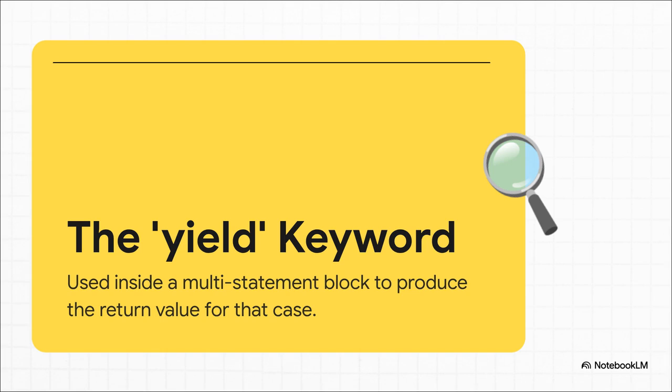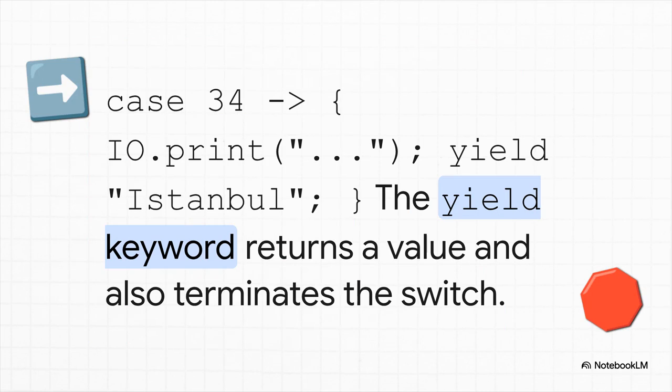You use yield specifically inside a switch expression to say, okay, this is the value this case is going to produce. And here it is in action. For case 3-4, we want to print a message first. So we open up a code block with curly braces, do our printing, and then we use yield Istanbul to officially return Istanbul as the value for the entire switch expression. Yield also stops the execution, just like the arrow does.